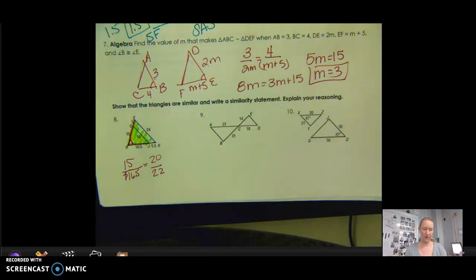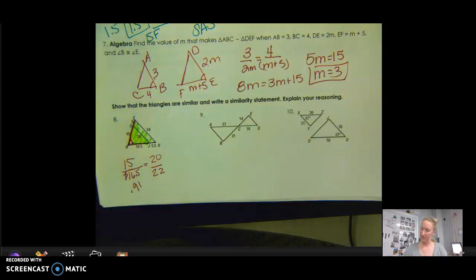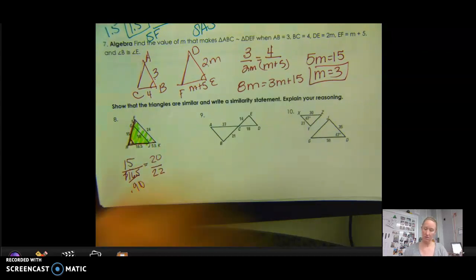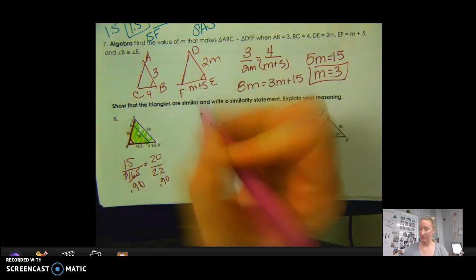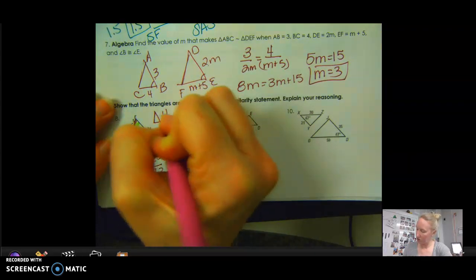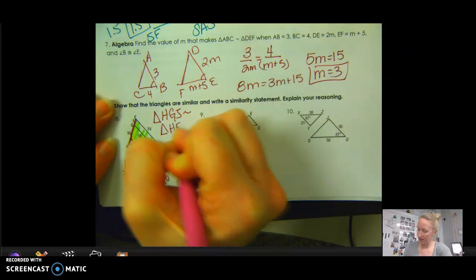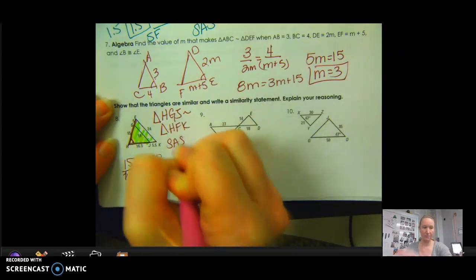So 15 divided by 16.5, 0.91, well actually it's 0.90 repeating. 20 divided by 22 is 0.90 repeating also. So they are similar. So similarity statement would be triangle HGJ is similar to triangle HFK by side angle side.